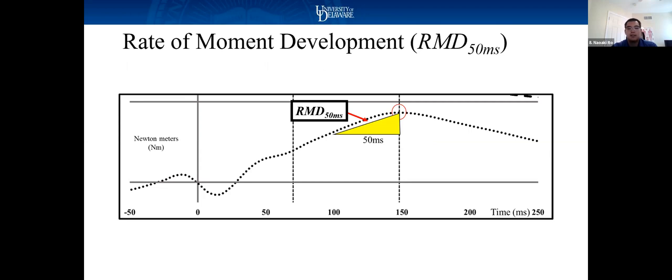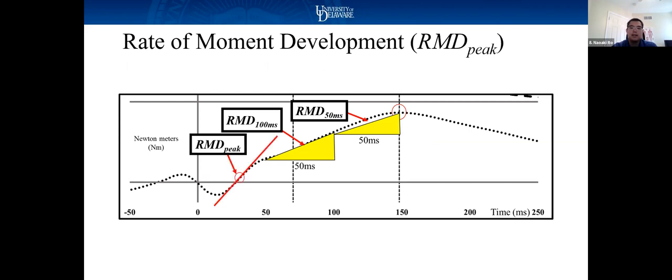Our study looked at the slopes leading up to these peaks at three different time points. First, during the last 50 milliseconds prior to peak knee flexion moment. Then the 50 milliseconds prior to that, between 50 and 100 milliseconds before peak knee flexion moment. And finally, the peak rate of moment development, which typically occurs immediately after initial contact. We ran simple linear regressions between each participant's self-selected gait speed and the three rate of moment developments introduced in the slide.